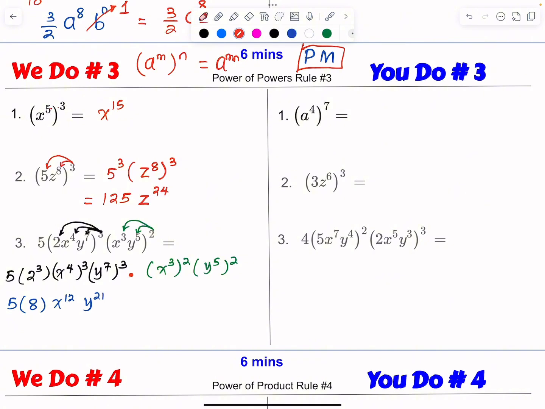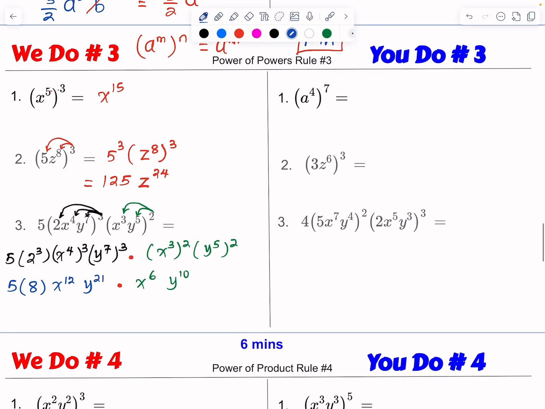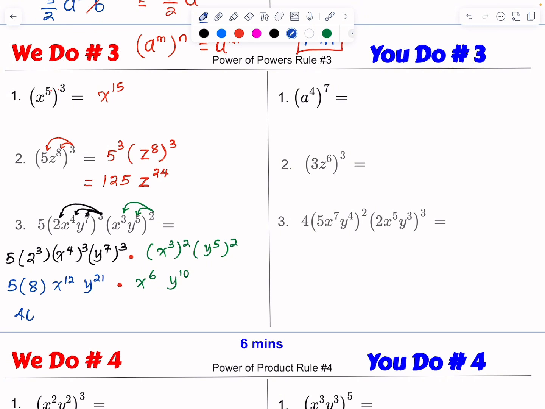And then I need to multiply by x to the power of 6, and then y to the power of 10. And then now, what do you notice? I can multiply. What is 5 times 8? That's 40. And then, now what do you notice?